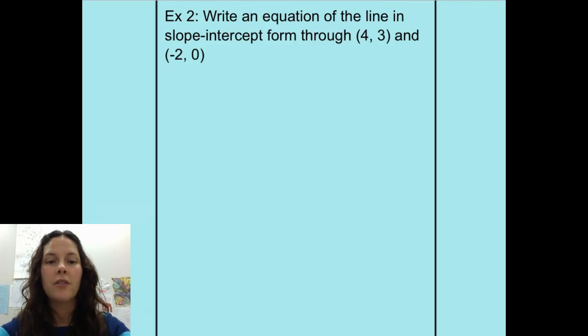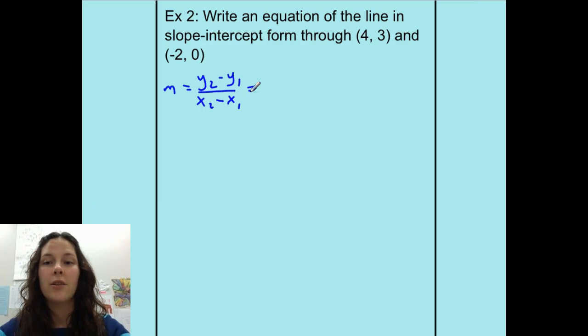Same process, so we're going to focus on that new form of finding our slope, y2 minus y1 over x2 minus x1. You can choose either y coordinate to start with. This time I'm going to start with the first one. So I'm going to do 3 minus 0 over, and then I have to go back to the coordinate I started with, 4 minus -2.